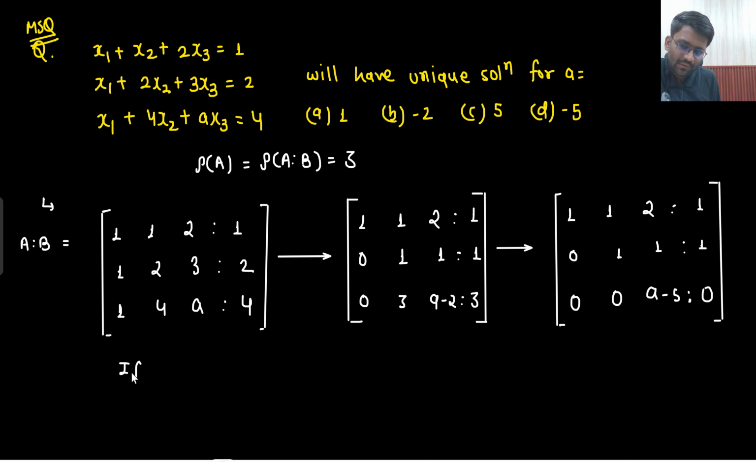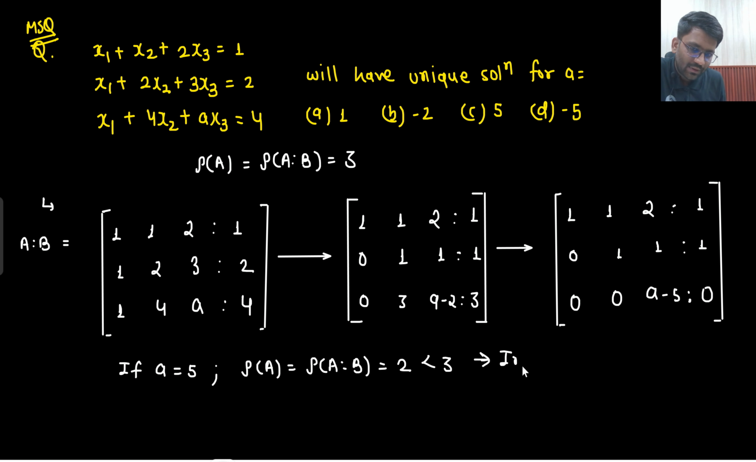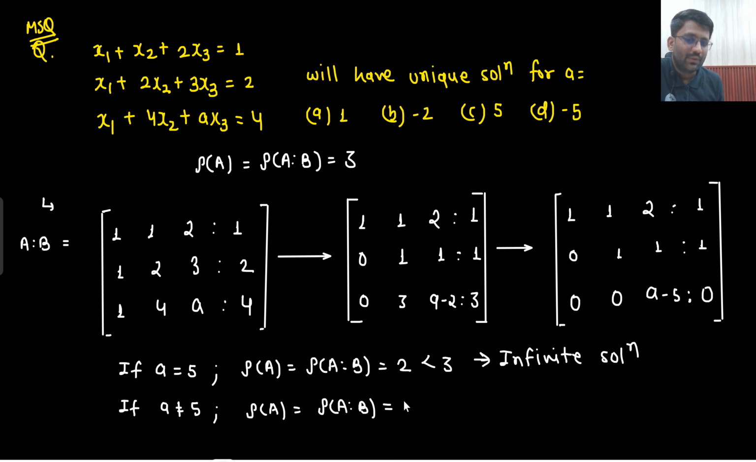If A equals 5, then what will happen? If A equals 5, then rank of A would be equal to rank of A augmented B, and that will be equal to 2, which is less than the number of variables. This will show infinite solution. If A is not equal to 5, then rank of A would be equal to rank of A augmented B, and that would be equal to 3.